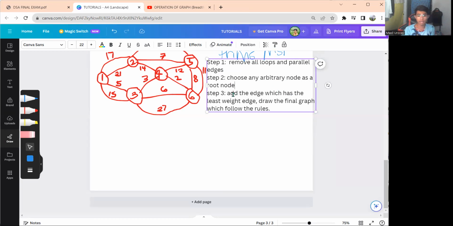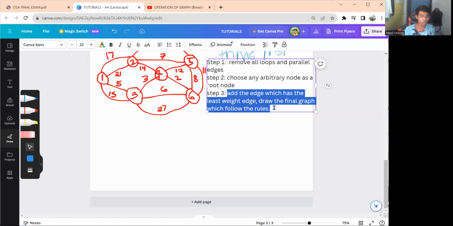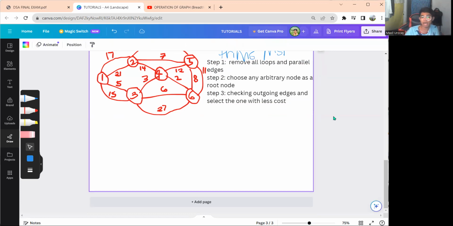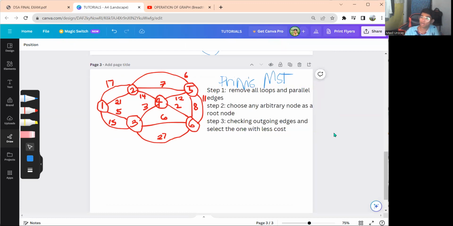Then step 3 is we are checking outgoing edges and selecting the one with less cost. So less cost is what we will look for, and you draw it directly. You no longer need to do all those checks.